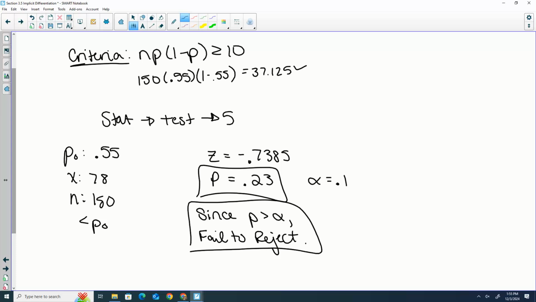So if I ask for the conclusion, if I ask you to write a sentence, that's when you need to state in words, if the null hypothesis is true, there is a 23% chance of this happening. If I just ask for the conclusion in general, that's just reject or fail to reject. Did everybody get that one to work out?